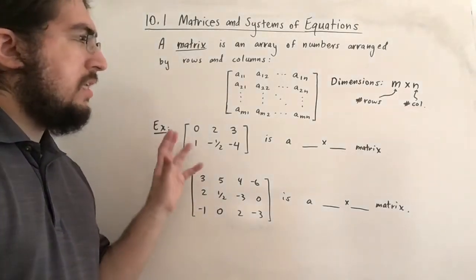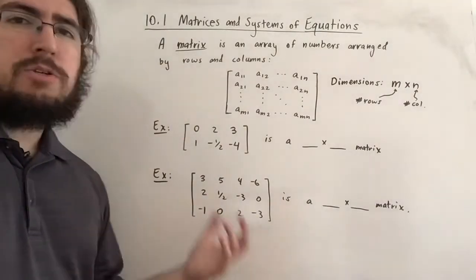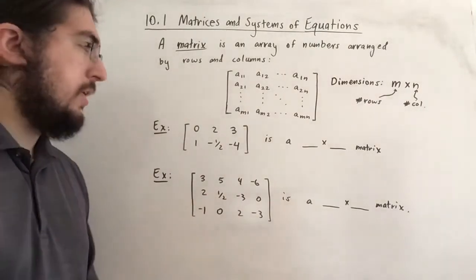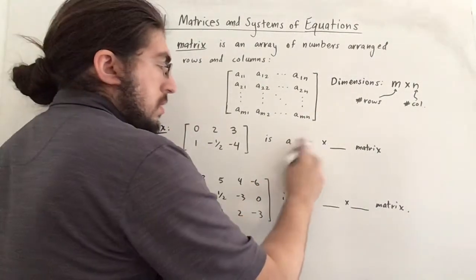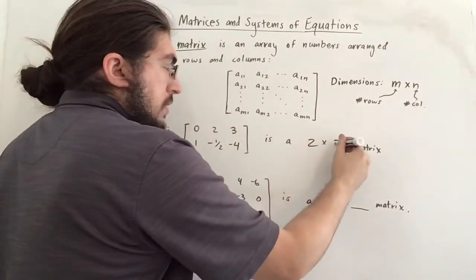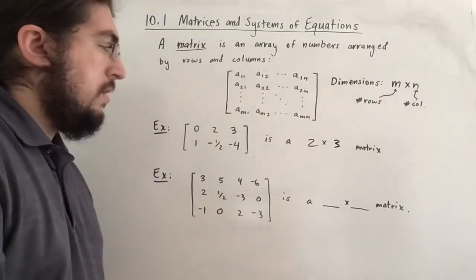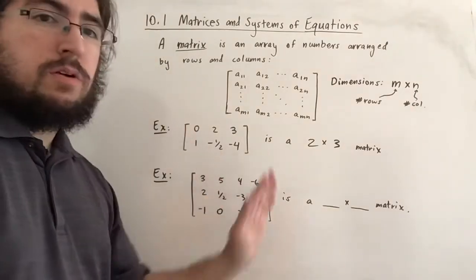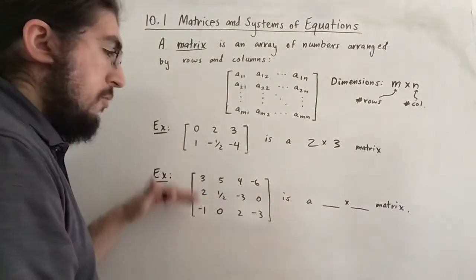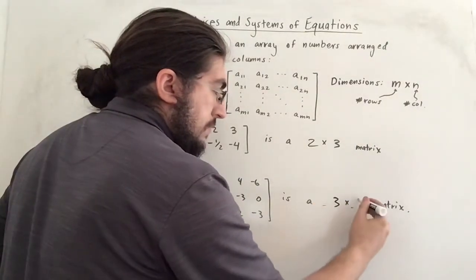And now as far as the dimensions go, let's see if we can find the dimensions of these matrices. A matrice, by the way, is plural for the word matrix. So here there are 2 rows and 3 columns, so this is a 2 by 3 matrix. Remember, row first, then column. Rows are the horizontal lists, columns are the vertical lists. So there are 3 rows here and 4 columns, so this is a 3 by 4 matrix.